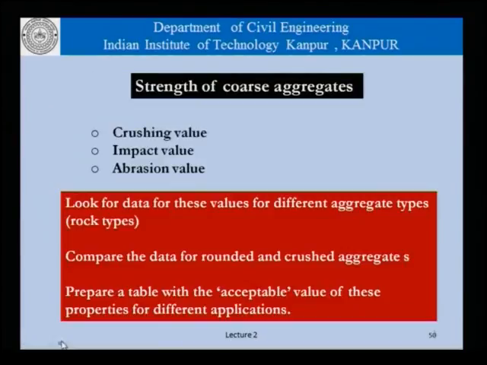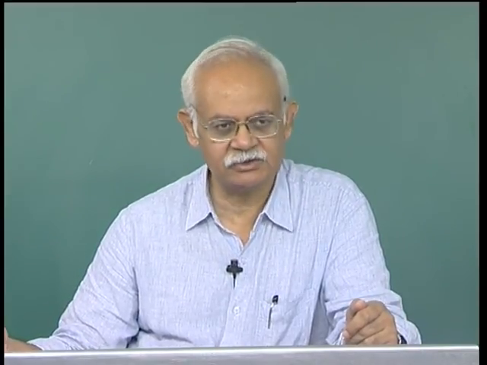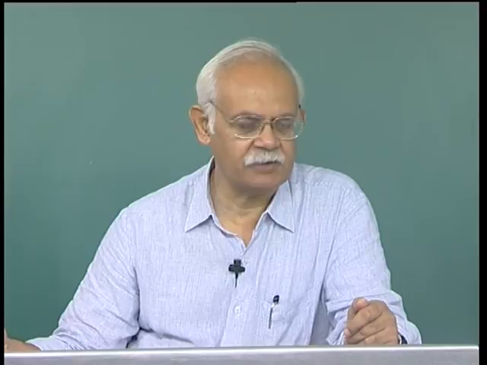And then we talked in terms of the strength of aggregates, in terms of the crushing value, impact value, and the abrasion values. So my request to you would be to look up the data for these values for different aggregate types. Different aggregate types means different rock types, because aggregates are coming from different rocks, and different rocks have different strengths, they have different porosities, and therefore it stands to reason that depending on the rock type, the crushing value, the impact value, and the abrasion value of aggregates as determined by the test that we have just described will be different.